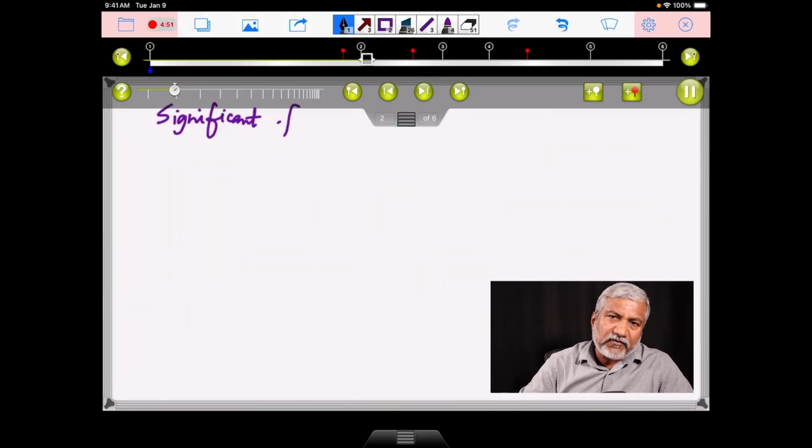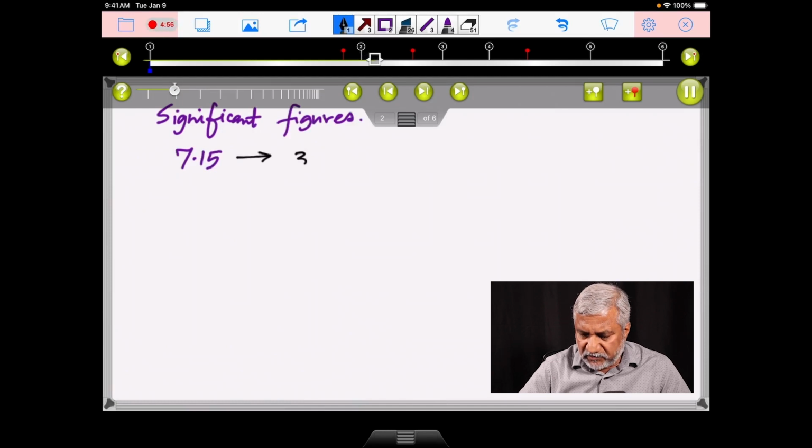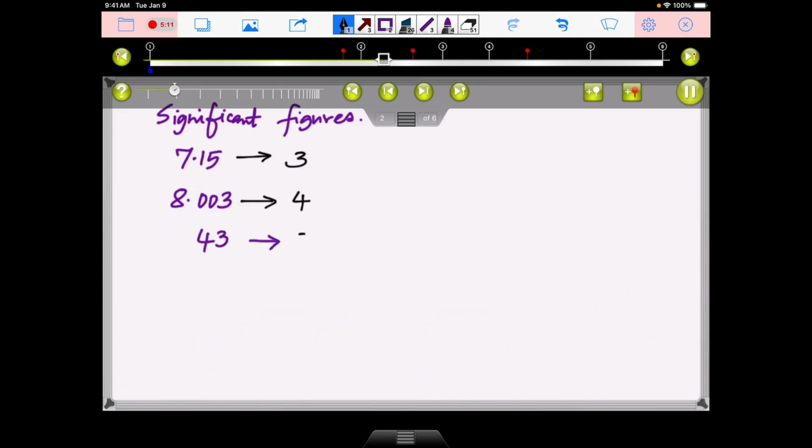Now, significant figures. We've spent a lot of time on them in the lecture video, but here are some examples. If you look at a number like 7.15, there are 3 sig figs. That one has 4, and 43 has 2. We all know that. And whenever you multiply or divide, the product or the quotient should be represented with the lowest number of sig figs.